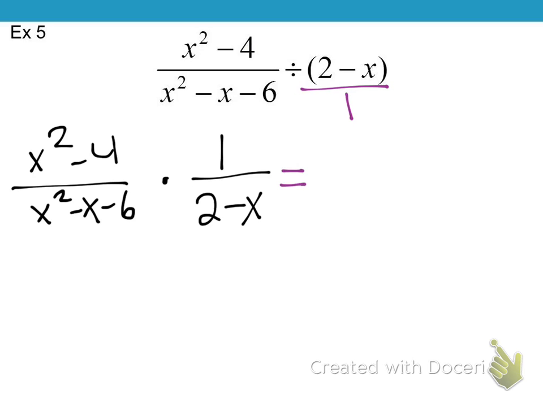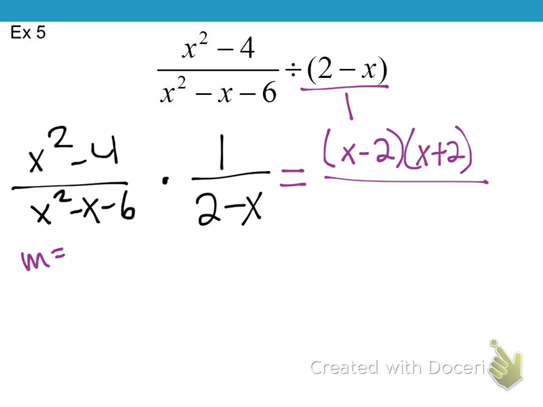All right, let's start factoring. So x squared minus 4. x minus 2, x plus 2. Good. This is an MA. We will get minus 3 and plus 2. So x minus 3, x plus 2.